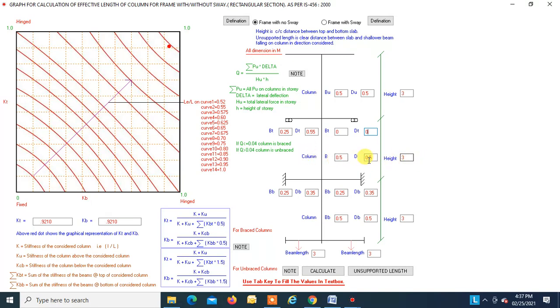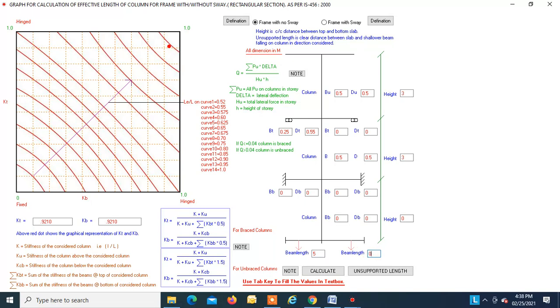The dimensions are the same, that is, all columns are of 500 by 500 mm, so there will be no change over here. There is no beam over here, so this will be 0. There is no beam over here, this will be 0. There is no beam over here, so this will be 0. There is no beam over here, this will be 0. There is no column over here, so this will be 0, right? No column over here, so 0, 0, right? Okay, fine. Now the length of this beam is 5 meters, so we'll write 5 over here. There are no beams on this side, so 0, right?